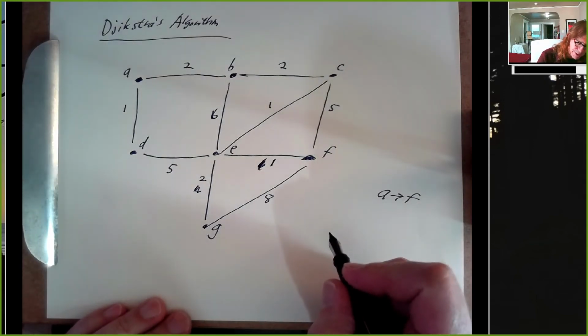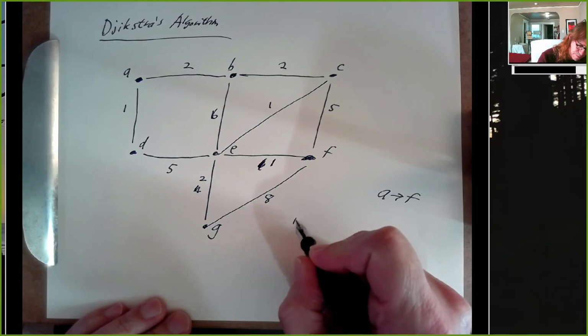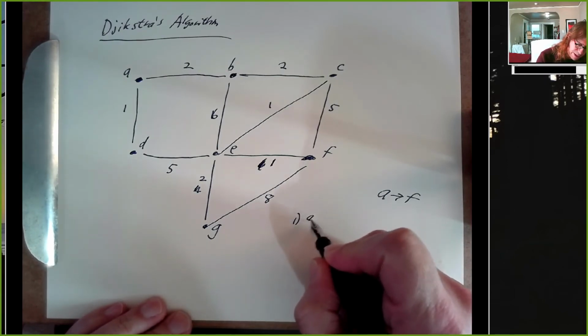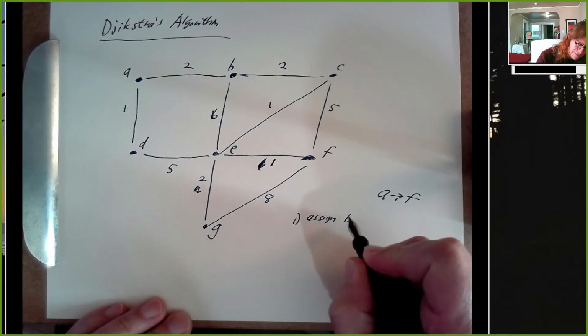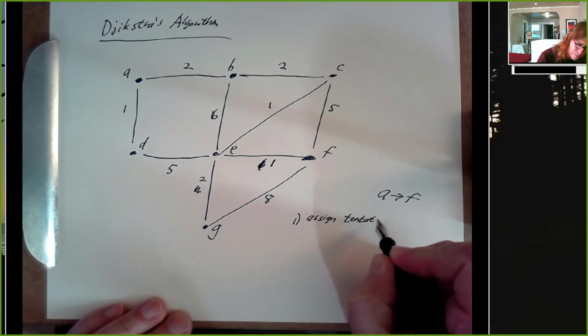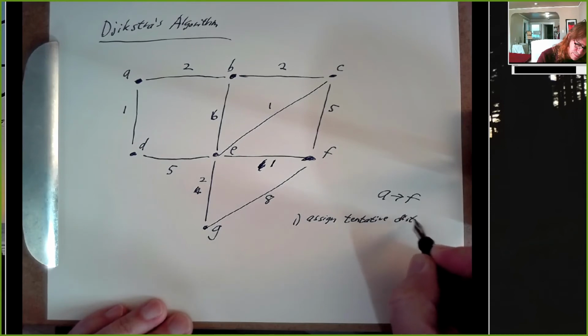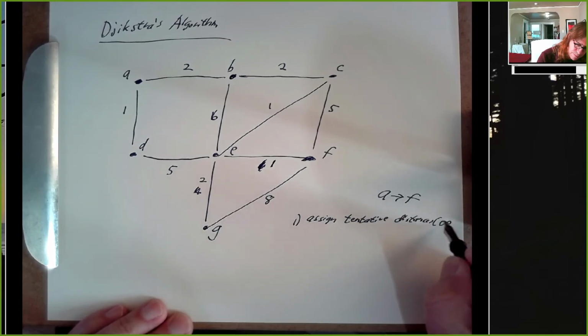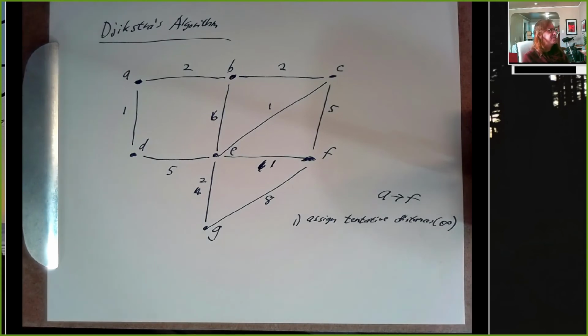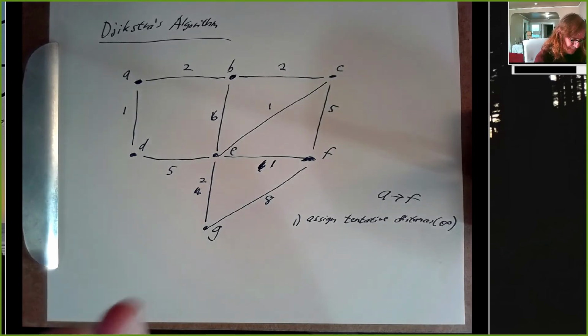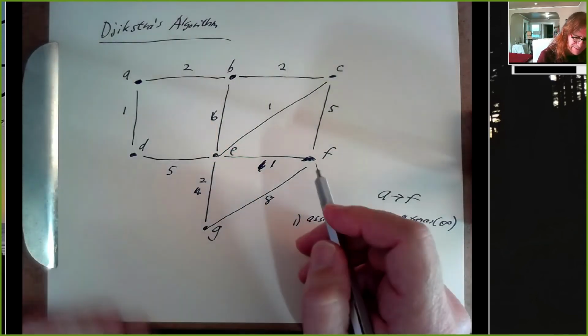All right, so step 1: assign tentative distances. And our initial tentative distance to each vertex is infinity. All right, let me grab an eraser. All right, so we're trying to go from vertex A to vertex F.